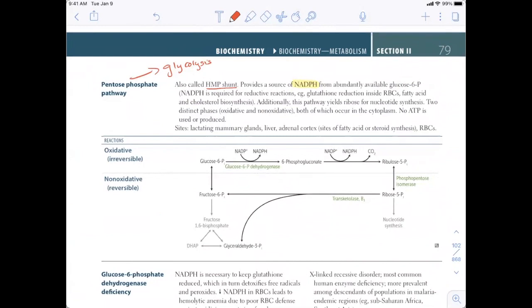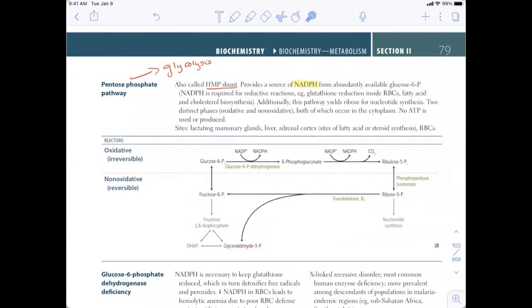So there are two phases of it: your oxidative phase and your non-oxidative phase of your HMP shunt. But flow with me right here. This is glucose 6-phosphate. Obviously, that came from glucose. And glucose 6-phosphate goes to fructose 6-phosphate, and fructose 6-phosphate goes to fructose 1,6-bisphosphate. And then that's going to split into your DHAP and glyceraldehyde phosphate and all that.